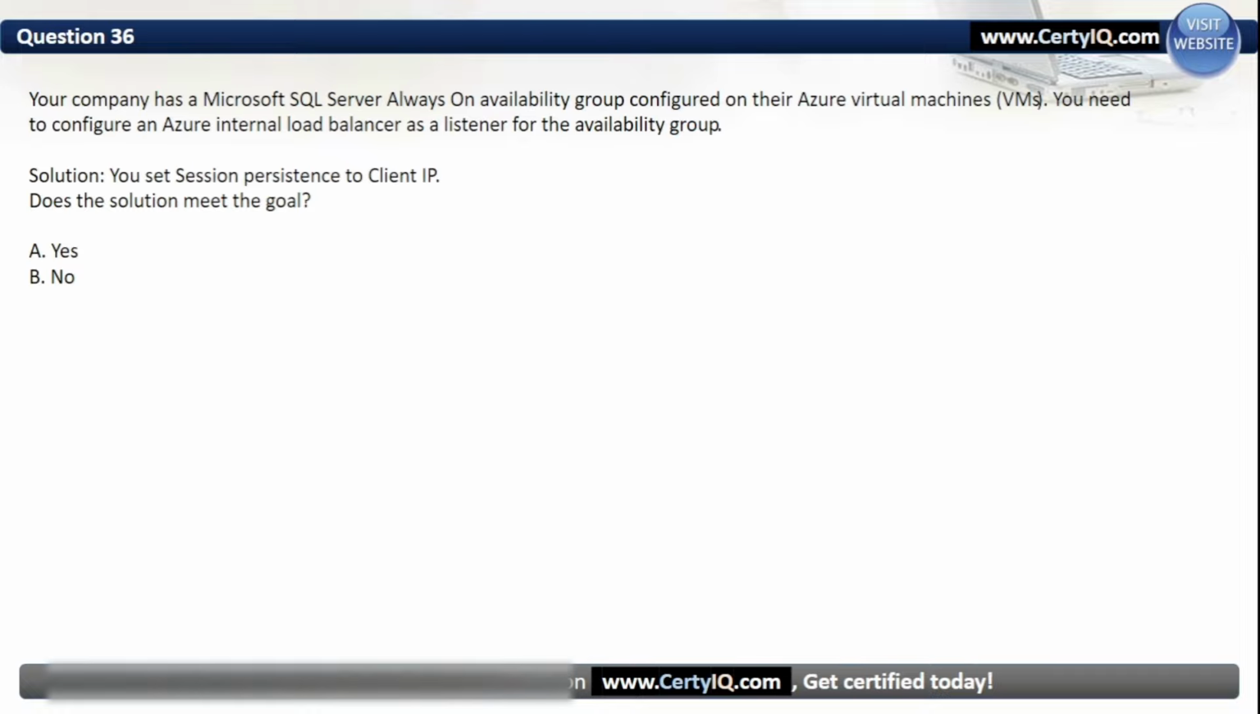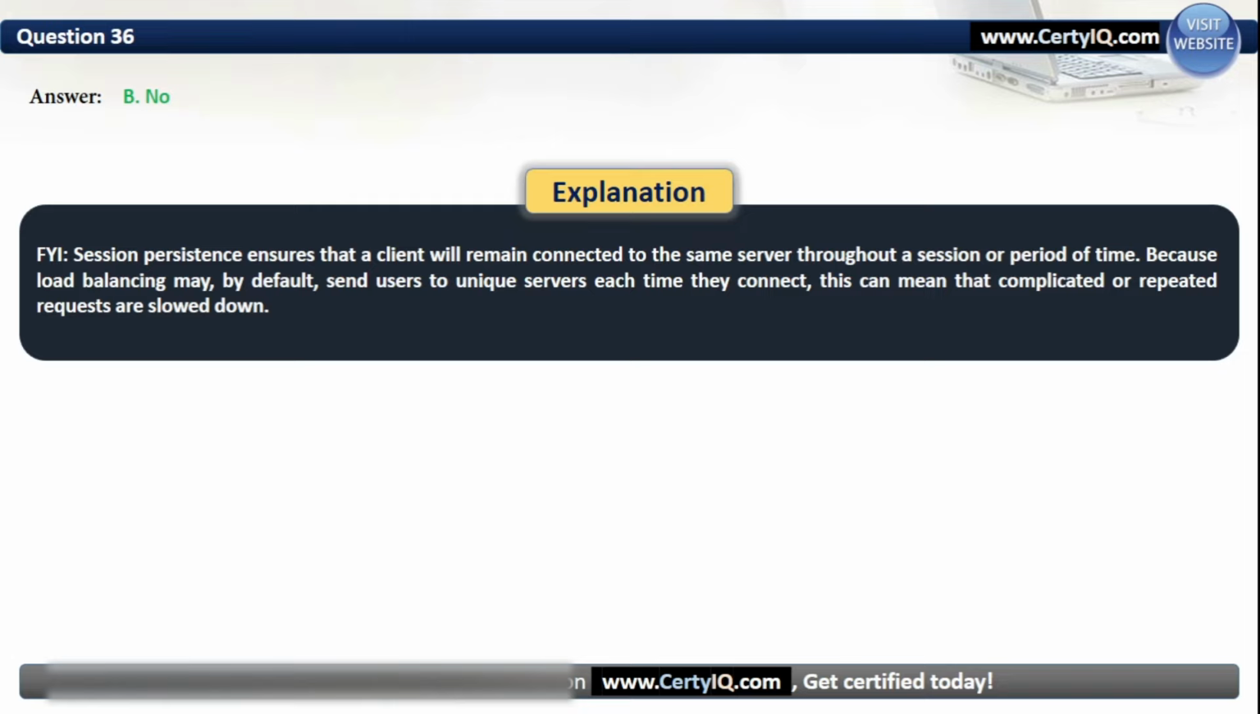Assume no. Question 36. Your company has a Microsoft SQL Server Always On availability group configured on their Azure virtual machines. You need to configure an Azure internal load balancer as a listener for the availability group. Solution. You set session persistence to client IP. Does the solution meet the goal? The correct answer is B. No. Session persistence ensures that a client will remain connected to the same server throughout a session or period of time, because load balancing may, by default, send users to unique servers each time they connect. This can mean that complicated or repeated requests are slowed down.